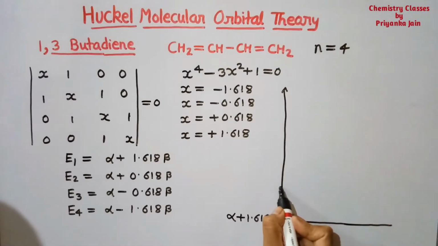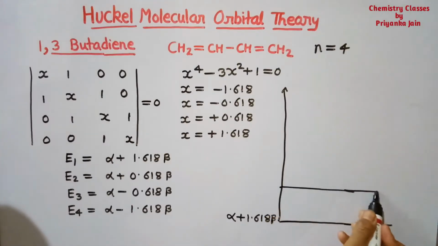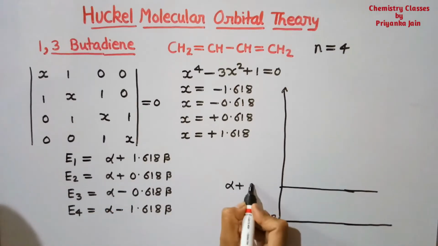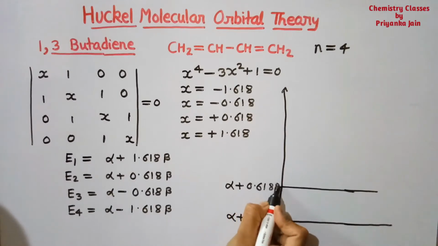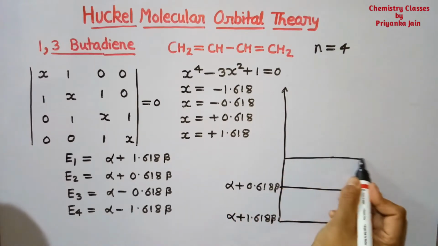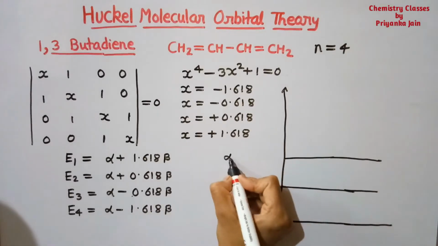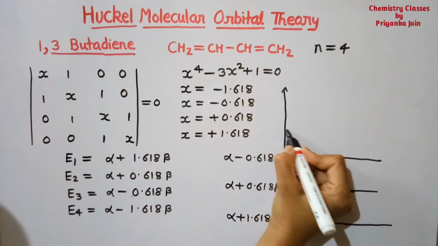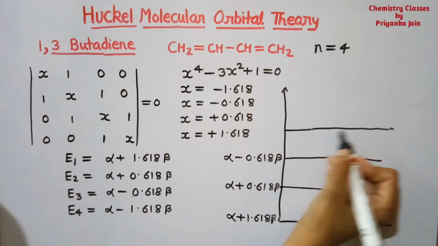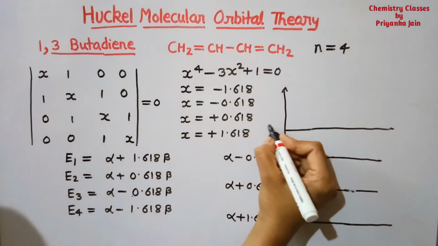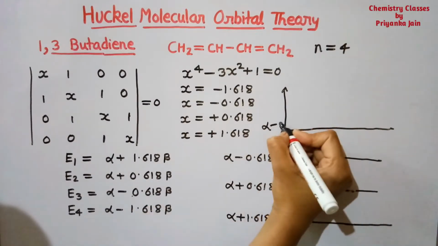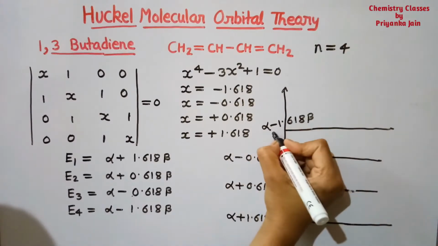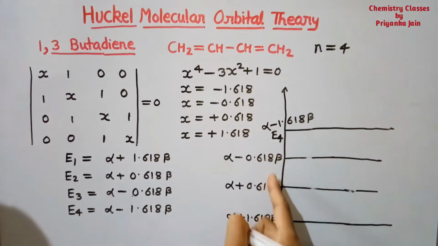Then which level will come here? This level, alpha plus 0.618 beta. And then the third one will be this one. And then the fourth one will be this one, alpha minus 1.618 beta. This is the fourth level, E4. This is E4, this is E3, E2 and E1.